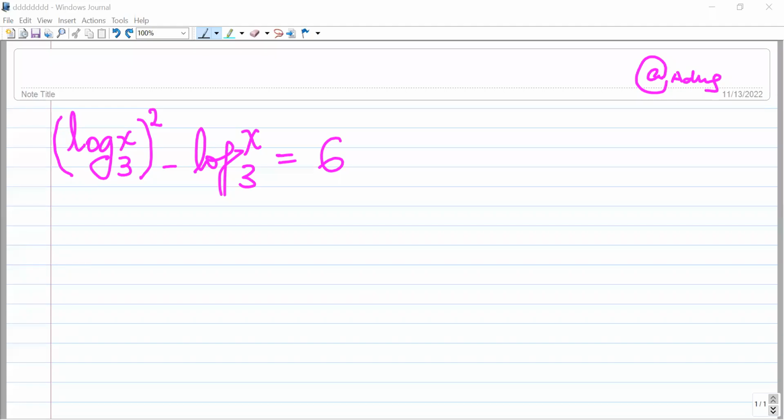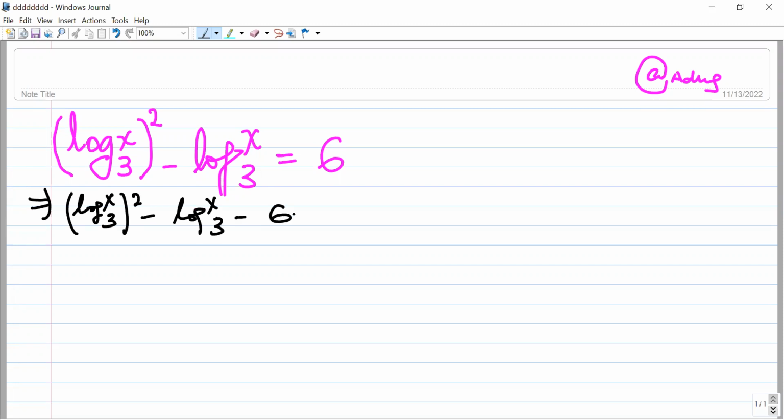Hello, dear viewers. Now we are going to solve this logarithmic equation. To solve it, we rewrite the equation as (log of x to the base 3) squared minus log of x to the base 3 minus 6 is equal to 0. What we have done is push the 6 to the left-hand side, where the positive 6 becomes minus 6. Then on the right-hand side, what is left is 0 only.